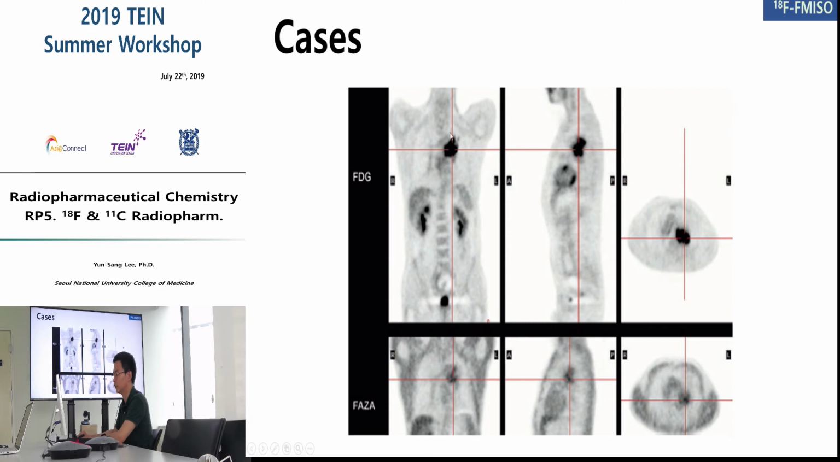And as you can see, there is some discordancy between the FDG and the hypoxia imaging agent. Usually you can see increased hypoxia imaging agent accumulated in the central part of the tumor, whereas a very diffuse uptake can be seen in the FDG PET.